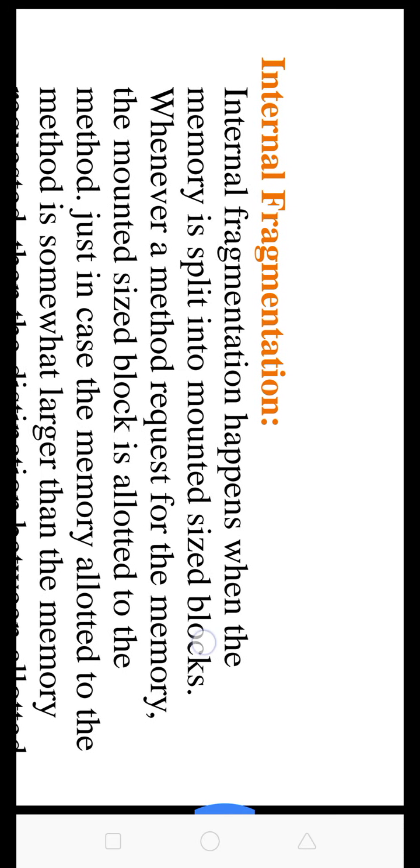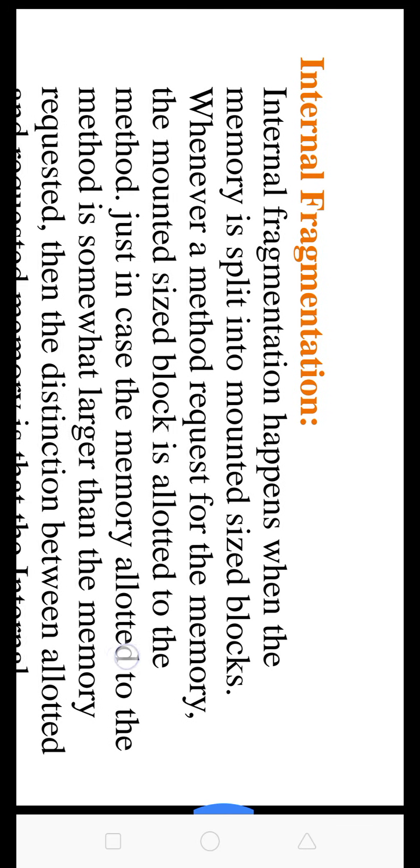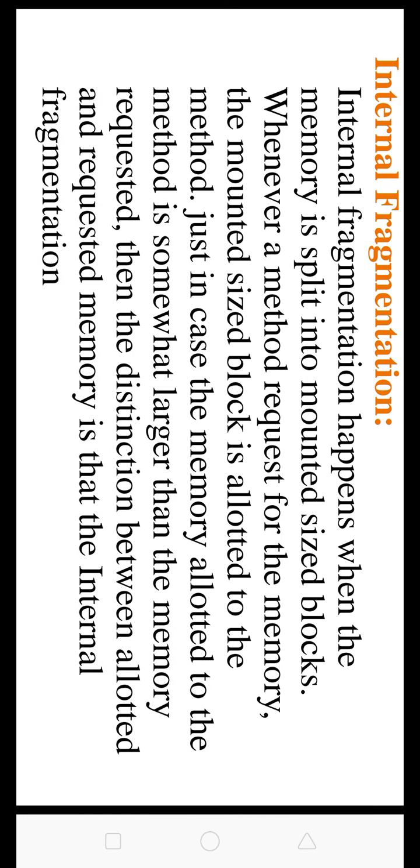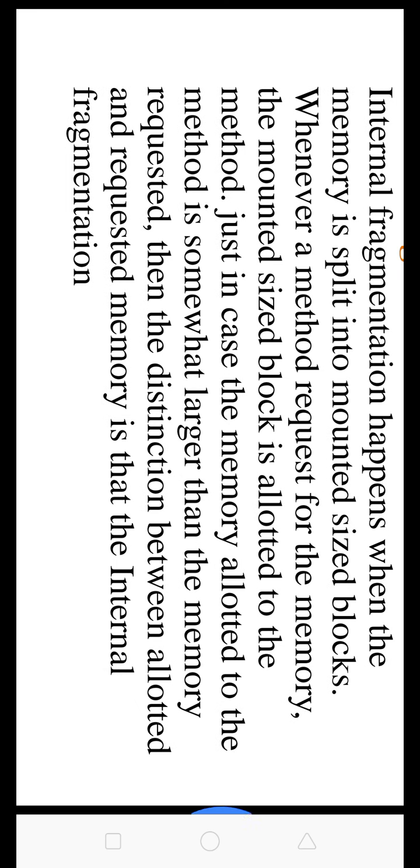Now we will see internal fragmentation briefly. Internal fragmentation happens when the memory is split into fixed size blocks. Whenever a process requests memory, a fixed size block is allocated to the process. Just in case the memory allocated to the process is somewhat larger than the memory requested, then the difference between allotted and requested memory is the internal fragmentation.